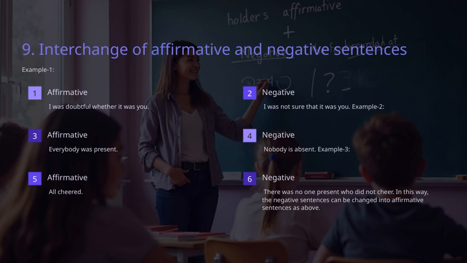Similarly, take the sentence, "Everybody was present." That is an affirmative statement. Its negative version would be, "Nobody is absent." Notice how that shifts the focus from everyone being present to no one being absent, yet both communicate the same situation from different angles.